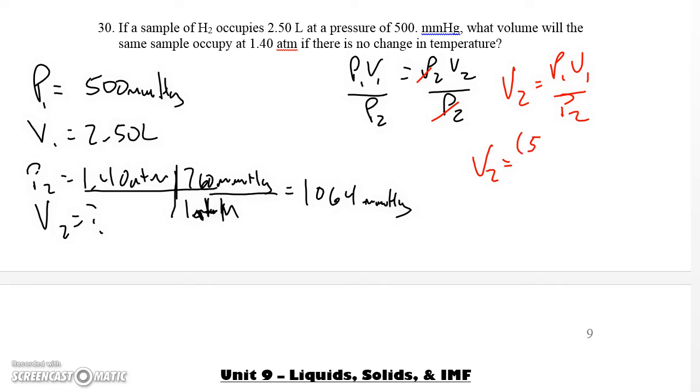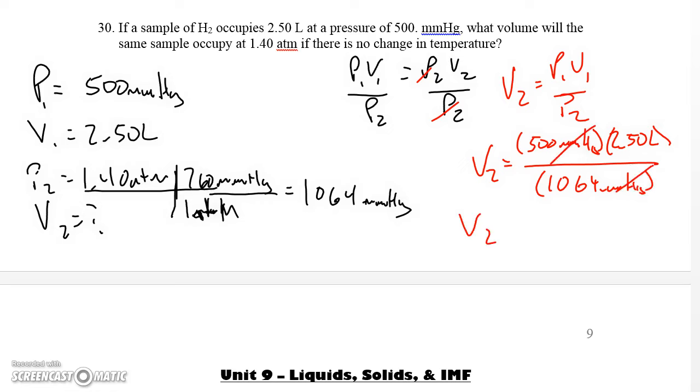Our P1 is 500 millimeters of mercury. My V1 is 2.5 liters. And my P2 is 1064 millimeters of mercury. Units of millimeters of mercury are going to cancel out. And now we just divide, and we should end up with a new volume of 1.17 liters.